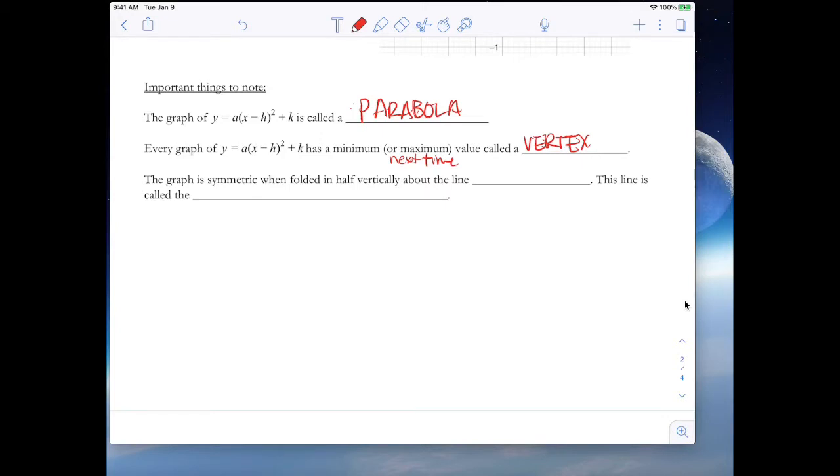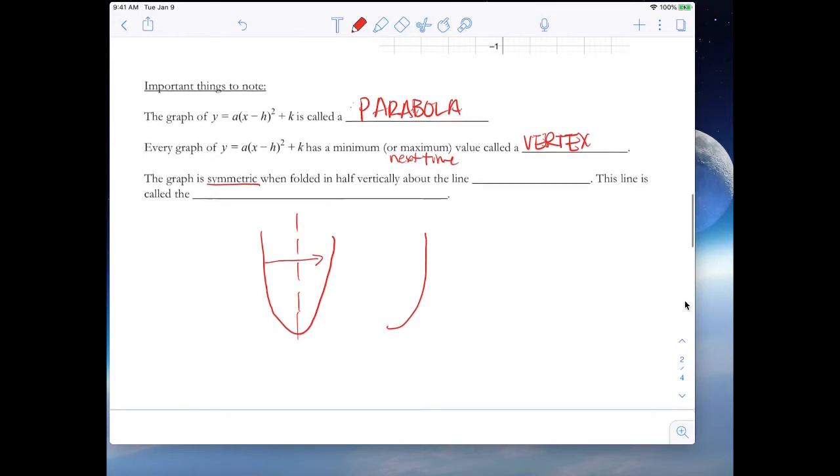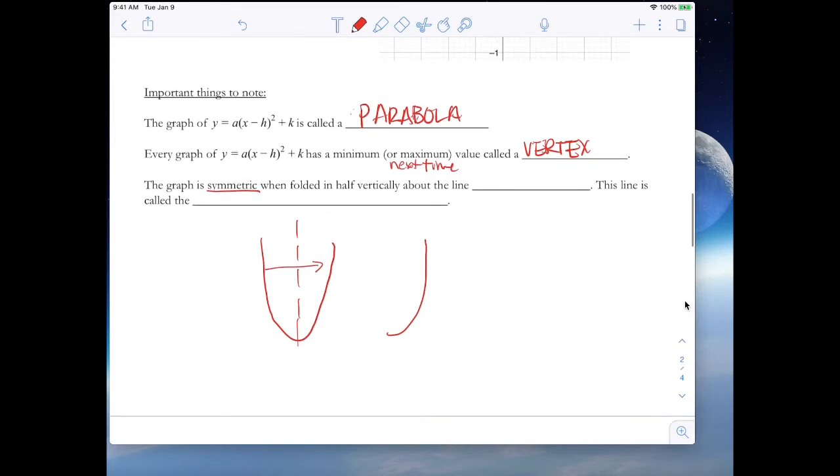Okay, I want us to also notice that the graph is symmetric. So what that means is when I have a parabola, I can actually find a line where if I fold this in half, it would fold on top of each other. Okay, so in this case, it's called an axis of symmetry. I'm going to have to scroll up here to show you.